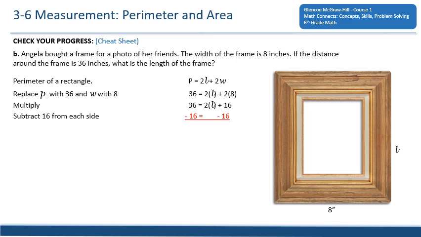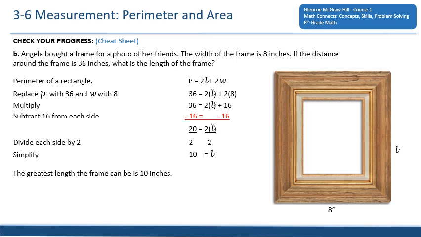We'll subtract 16 from each side. And that gives us 20 equals 2 times length. Divide each side by 2. And we get 10 equals the length. So the length of the frame is 10 inches.